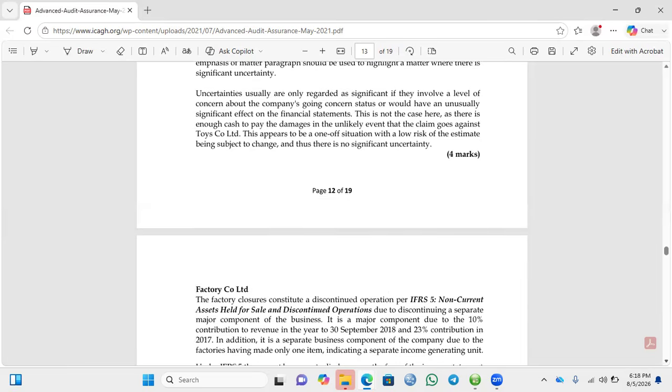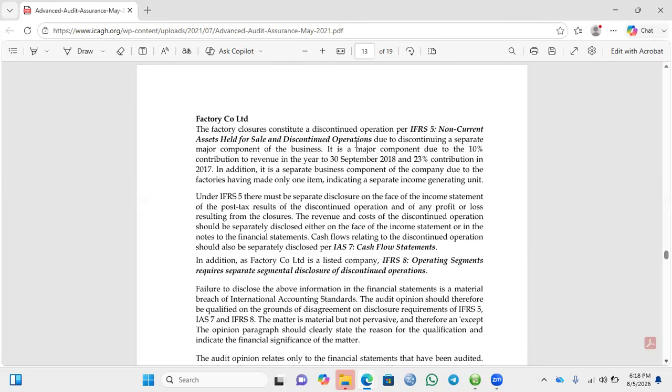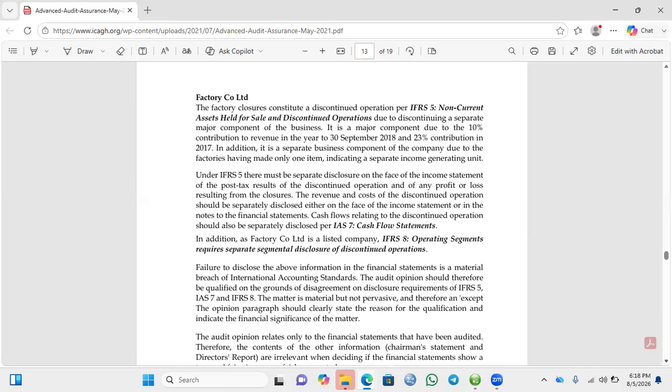Okay, let's go to the Factory Co. The Factory Co disclosures constitute a discontinued operation, due to the discontinuance of a separate major component of the business. It is a major component due to its 10% contribution to revenue in the year 2018 and 23% in 2017. In addition, it is a separate component of the business due to the factories having made only one item, indicating a separate income generating unit.